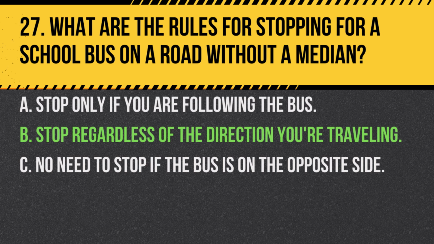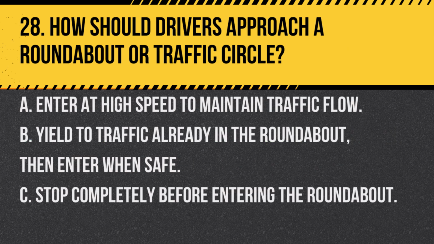stop sign. Question 28. How should drivers approach a roundabout or traffic circle? A. Enter at high speed to maintain traffic flow. B. Yield to traffic already in the roundabout, then enter when safe. C. Stop completely before entering the roundabout. Answer. B. Yield to traffic already in the roundabout, then enter when safe. This ensures smooth and safe traffic flow within the roundabout.